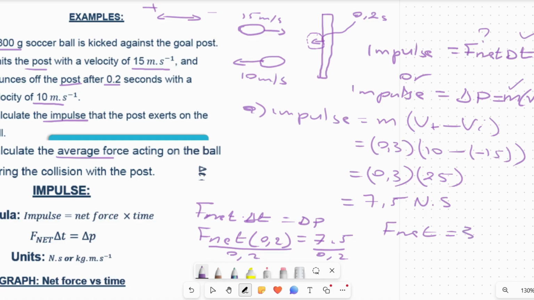So it means it's going to be 37.5 newtons. Remember now it's positive. So what it means by positive, it means in that direction. Remember we said this is a west direction where it's positive according to my assumptions of the motion. So that is going to be very, very important to understand. Alright, so that is how I can solve the problem involving impulse and momentum.